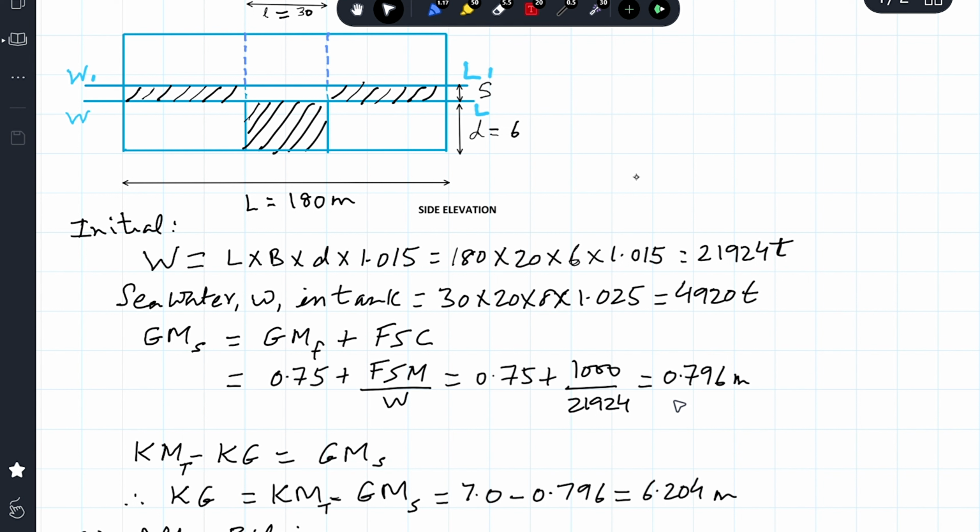This is before bilging. And what's the KG of the vessel? We know KM minus KG gives GM solid, and KM transverse they have given us in the question. GM solid we have found just now, so we can get the KG. KG will be KM transverse minus GM solid. So KM initial is 7 meters minus 0.796, and we get 6.204 meters. This is the initial KG of the vessel.